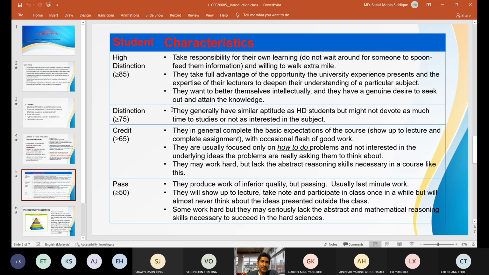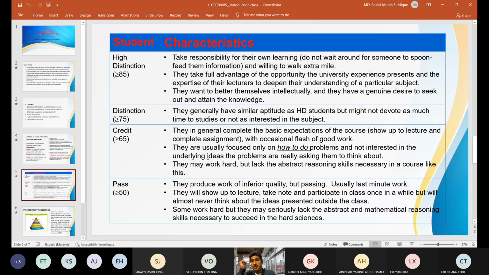For credit students, they usually know, or want to show that they know, how to do the problem solving, but only from the books or the lecture slides that have been given to them. They do not want to go further and do it by themselves.